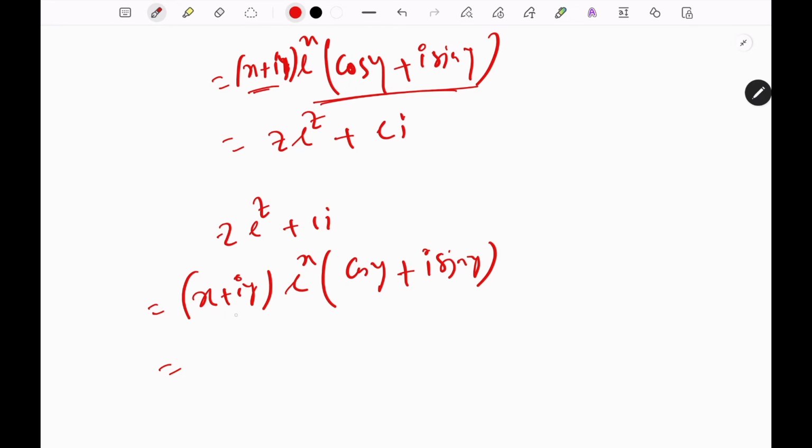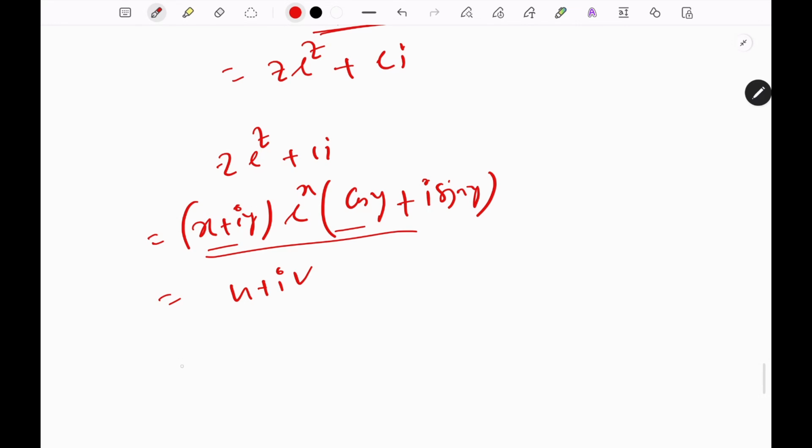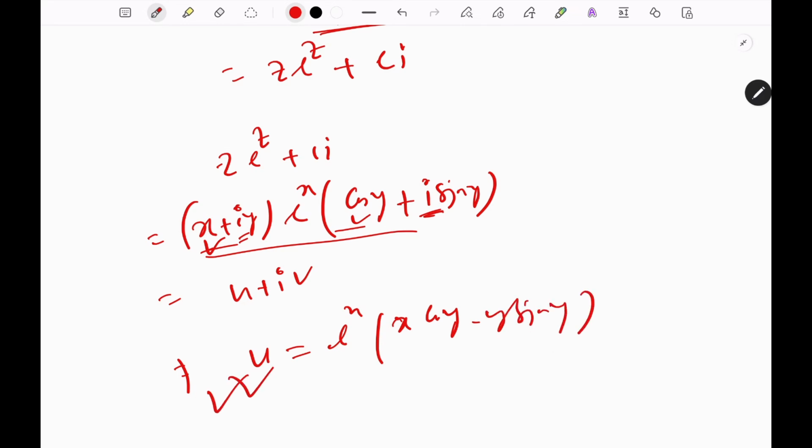Now from here you can see that this is nothing but u plus i v, and from here u will be x e to the power x cos y, minus i into i is minus i square, which is minus 1, minus y sin y. See, this option is matching, so option A will be correct.